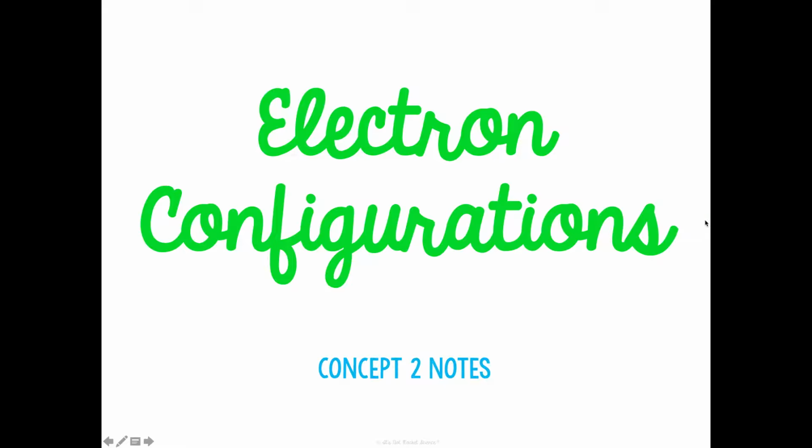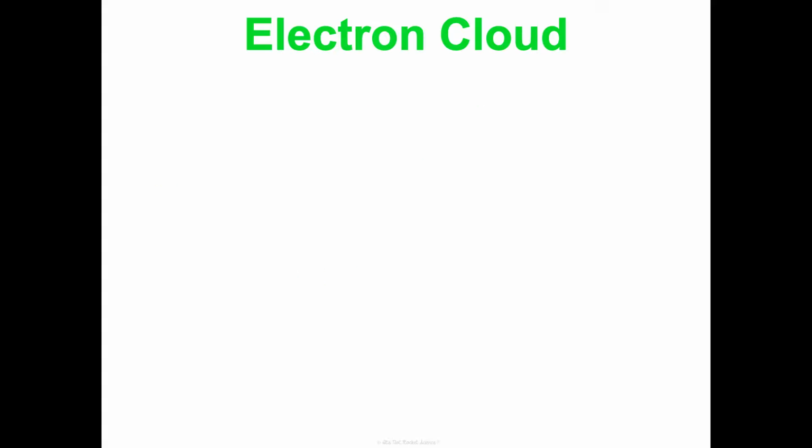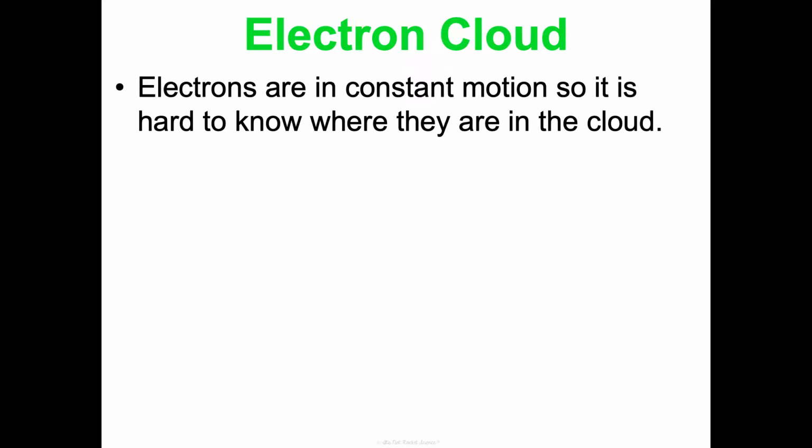This is Concept 2 Notes, and we are going to talk about electron configurations. So let's go back to the electron cloud. If you remember, because we've said it several times now, electrons are in constant motion, and they surround the nucleus of the atom, which is the electron cloud. But because they're in constant motion, it's hard to know where exactly they are in the cloud.